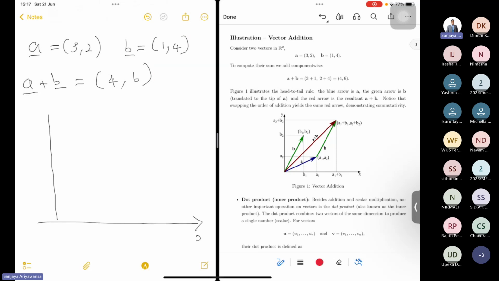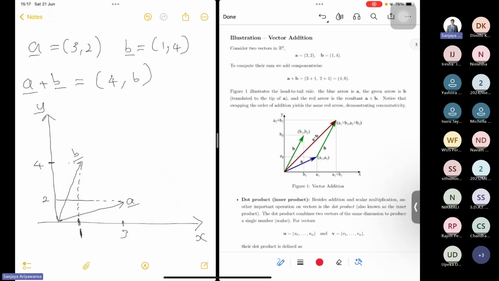So on my xy plane, I have the a vector which is 3 comma 2. So 3 somewhere up to here, and 2, that is my a vector. And what is b? 1 comma 4. So b is 1 on the x-axis, comma 4. So somewhere like this. This would be my b vector.